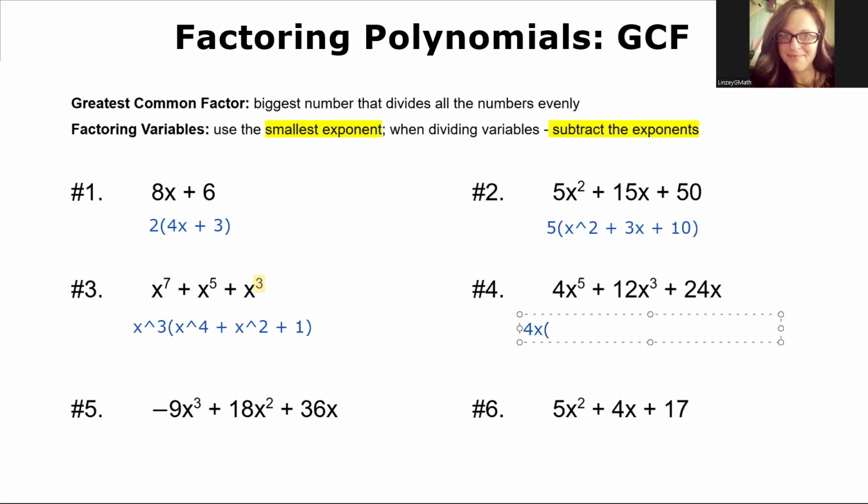4 divided by 4 is 1, and then x to the 5th, factoring out an x, we are left with x to the 4th. 12 divided by 4 is 3, and x to the 3rd, factor out an x, you're left with x to the 2nd. 24 divided by 4 is 6, and x divided by x is just 1. So we're left with a constant number 6.